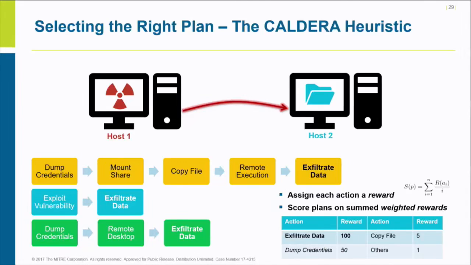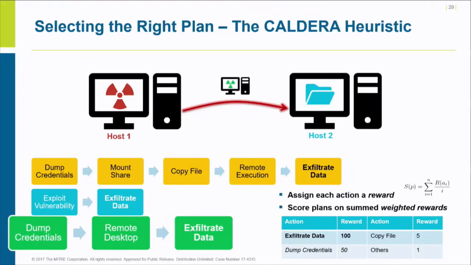So in this example, I might say, okay, I love exfiltrating data. That's going to get a reward of 100. I like dumping credentials. It's not bad. I'm going to give that a reward of 50. It's not as good as exfiltrating that data, but those credentials might be useful in the future, so that's going to get a 50. Copying a file is fun too. It's not as good as creds or exfiltration, but I might assign that 5. And then everything else, I don't really care about it. Those are all means to ends, so I'm going to assign them all 1.